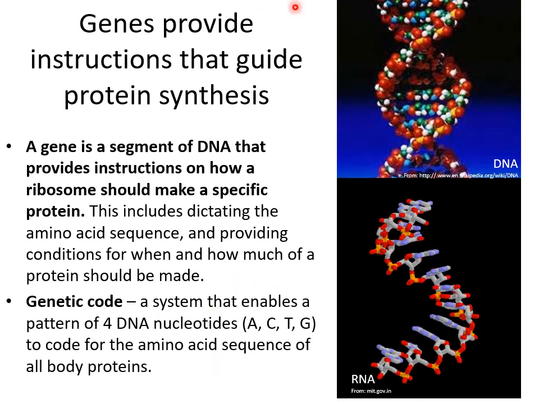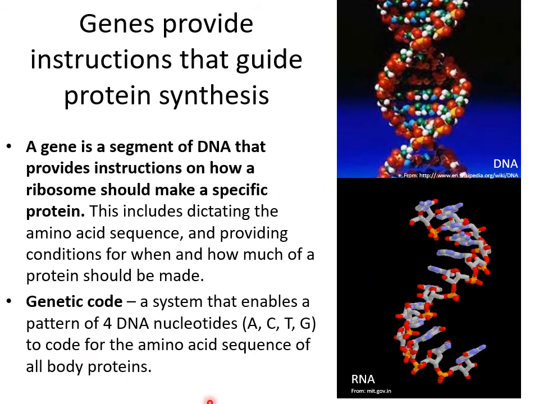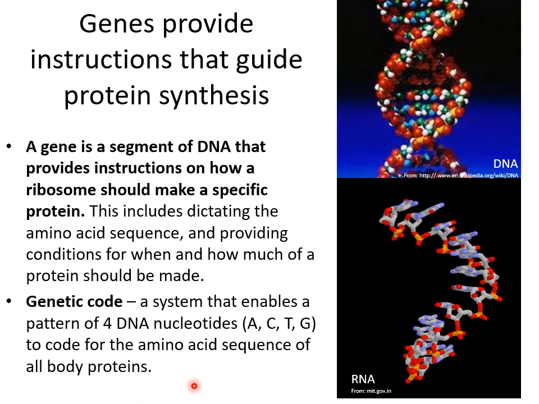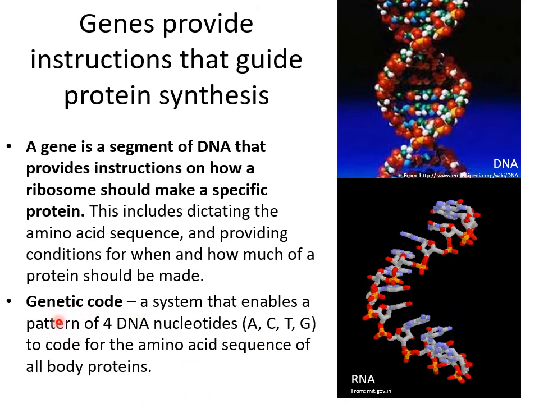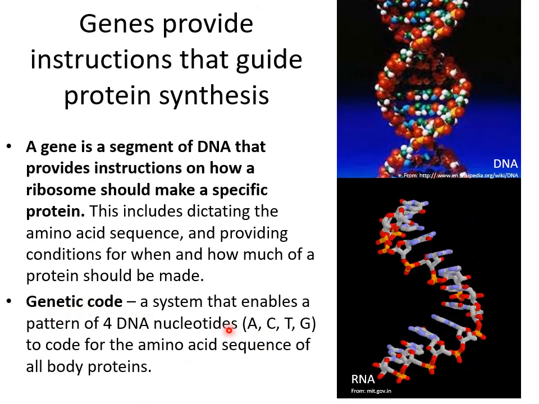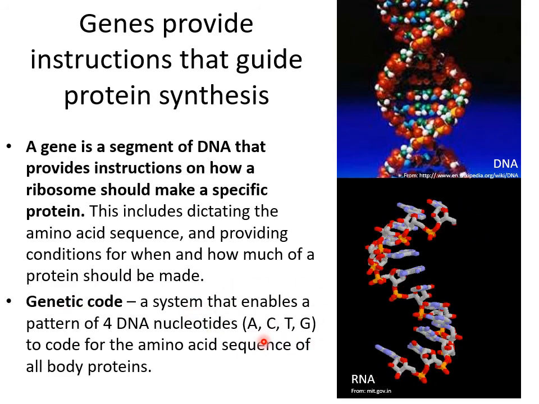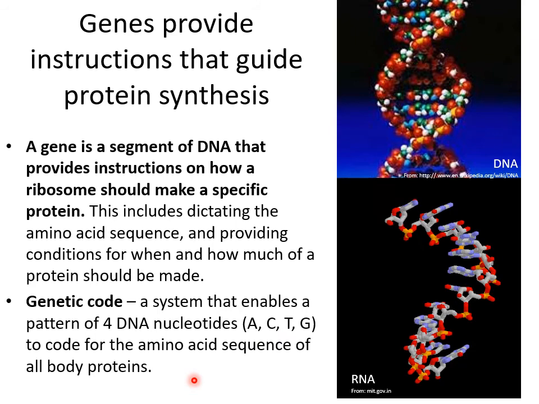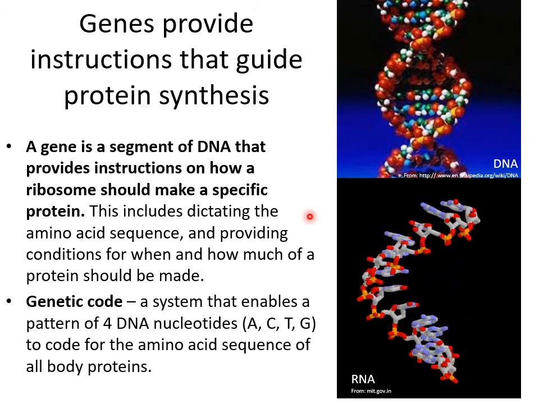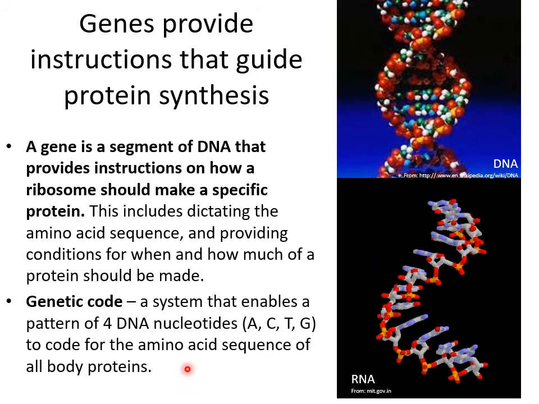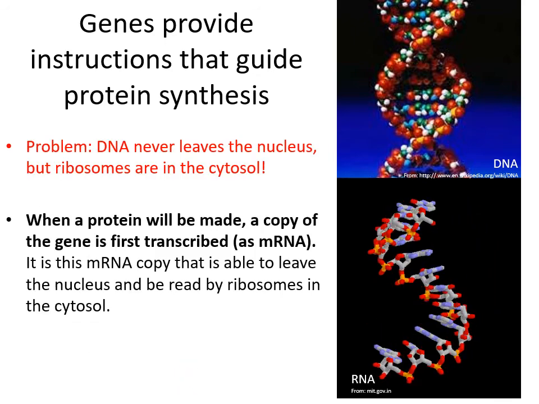Now, how does DNA do this? Well, it's a very special macromolecule that has a pattern of nucleotides. There are 4 nucleotides. I will simplify them by just calling them A, C, T, and G. And they are in a specific sequence to create a recipe for the gene.